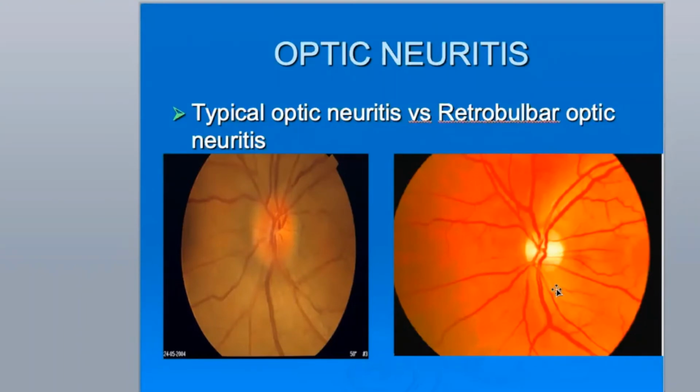Retrobulbar means behind the eyeball. Bulbar is the eyeball. Retrobulbar means behind the eyeball. So probably the optic nerve is inflamed, which is not in the eye itself, but the one behind the eye.